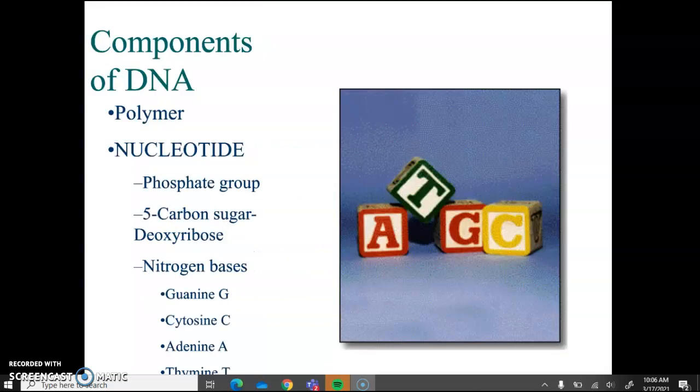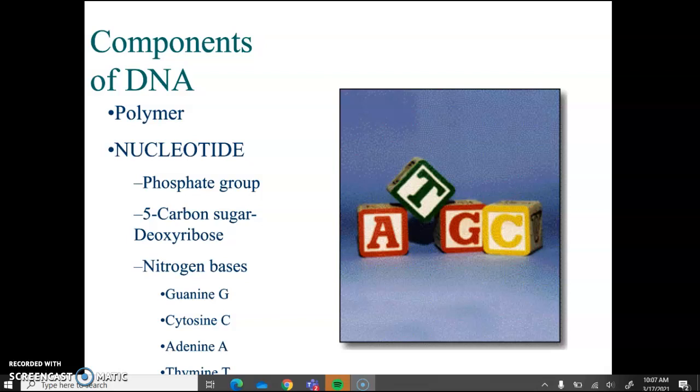So what are the components of DNA? Well, DNA is a polymer of nucleotides. If you remember earlier this year, we talked about the different organic molecules. We mentioned that we had carbohydrates, lipids, proteins, and the last one, nucleic acids. Well, nucleic acids, we said the example was DNA. And nucleotides are the monomers of nucleic acids.